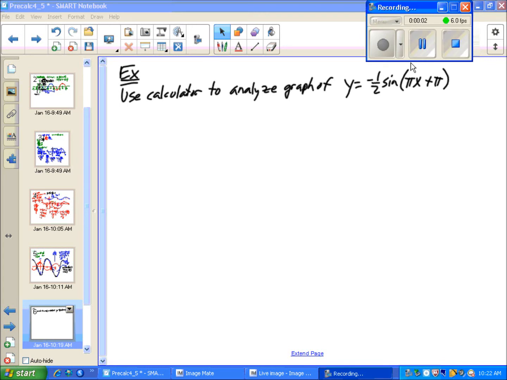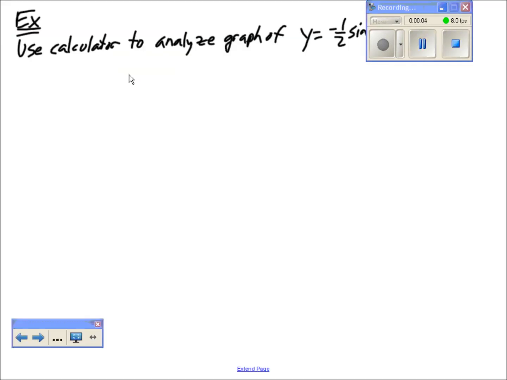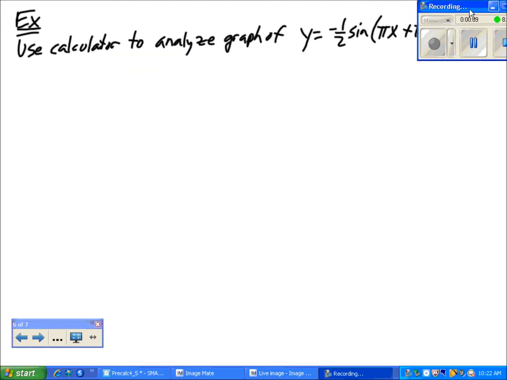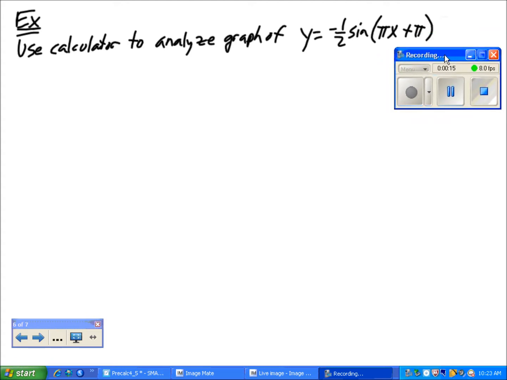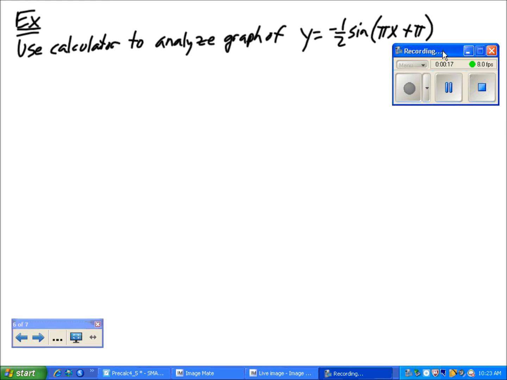Alright, welcome back here. We're going to take a look now. We're going to use our calculator to help us graph negative 1/2 sine pi x plus pi. But let's think about this analytically first.